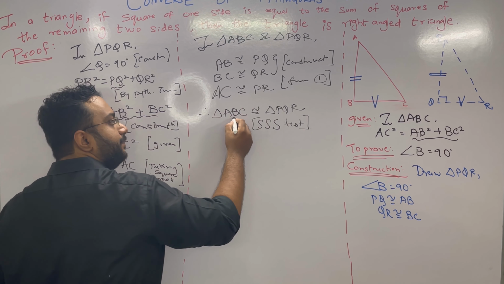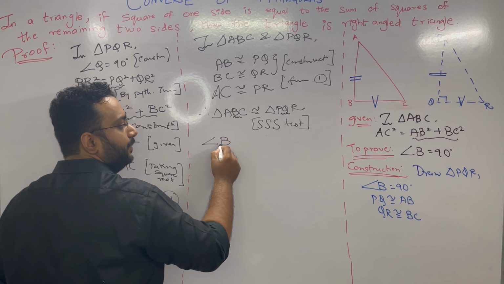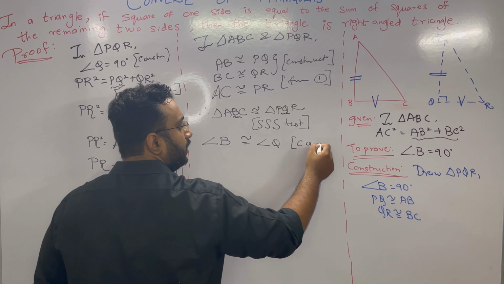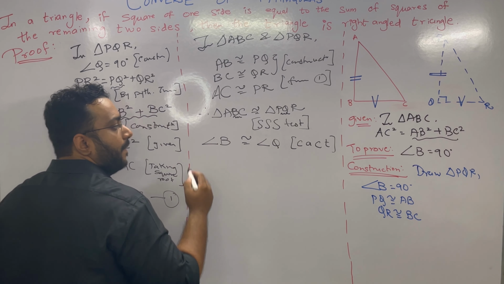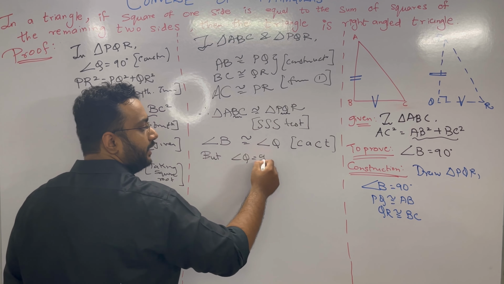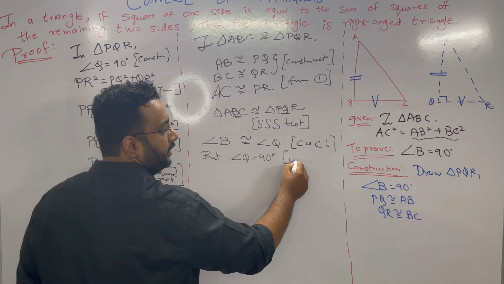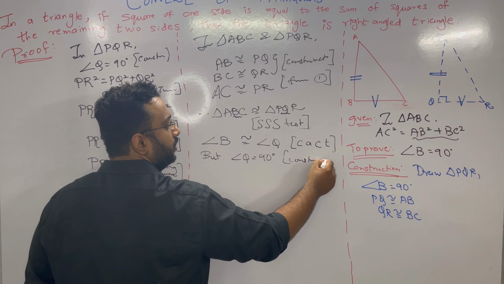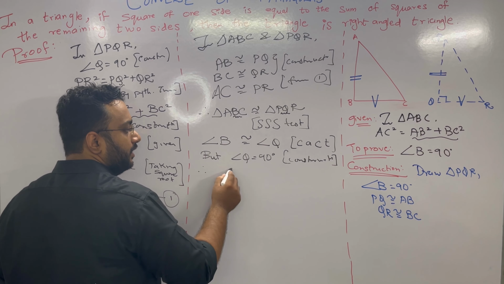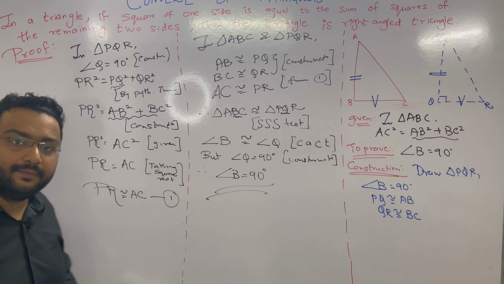Now observe here, angle B corresponds with angle Q. So we can say angle B is congruent to angle Q, and the reason for this will be corresponding angles of congruent triangles. But we all know that angle Q is already 90 degrees. Reason for this will be construction. In construction we wrote that angle Q is equal to 90 degrees. Therefore we can say if Q is 90, B also becomes 90. And just check, our proof is done. We needed to prove angle B is equal to 90 degrees.